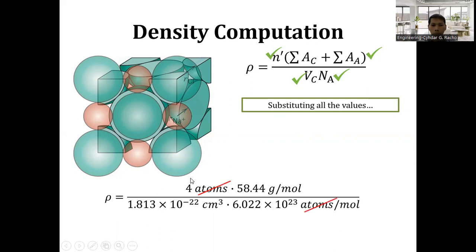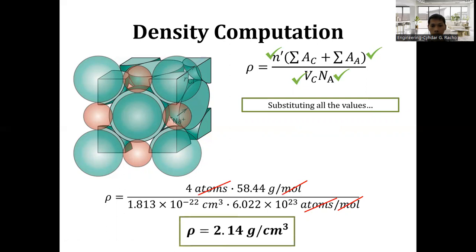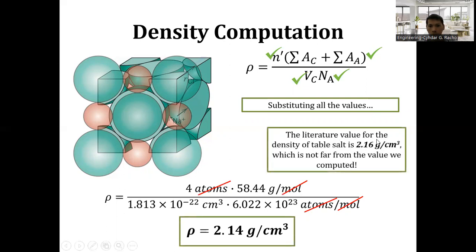Then canceling the units, the remaining units are in grams per cubic centimeter. So you now have the density, which is equal to 2.14 grams per cubic centimeter. So this is what we have computed. Then let's compare it to the literature. The value for the density of table salt is 2.16 grams per cubic centimeter, which is not far from the value that we have computed.